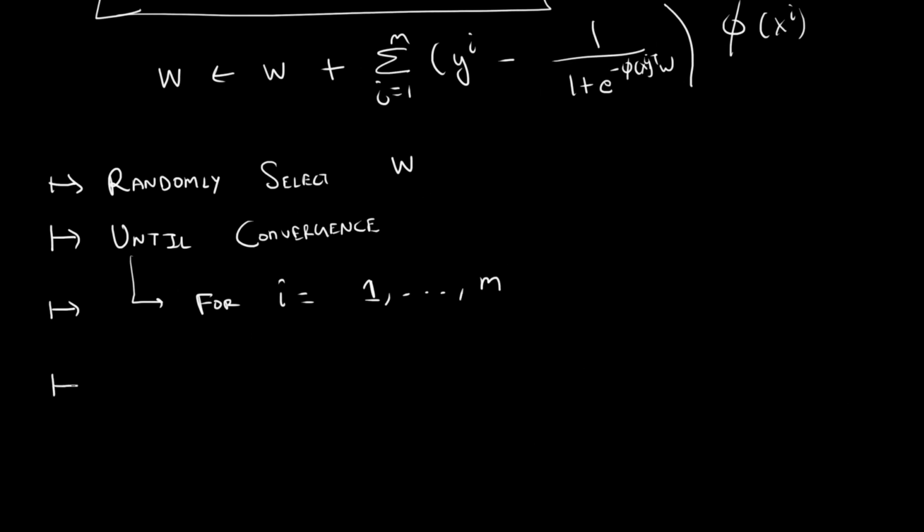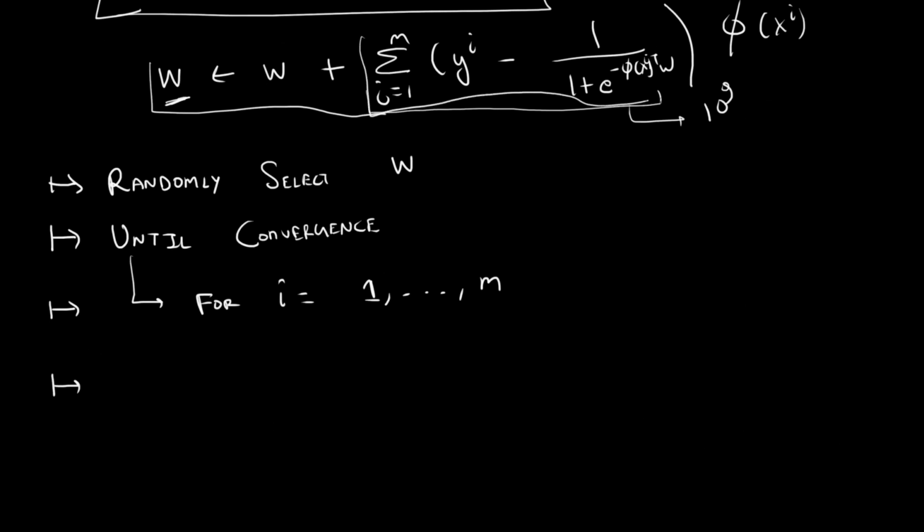If we use the entire data set for updating, then if m is very large, for example a billion, then for a single update to the parameter w we'll have to compute this summation over a billion data points, which may not be practical for the gradient algorithm. So we'll compute it iteratively based on each of the data samples.